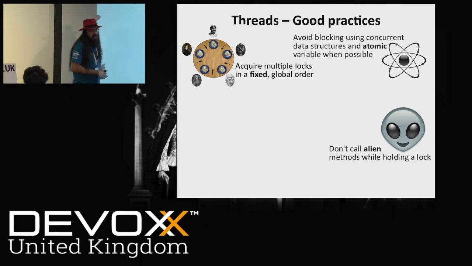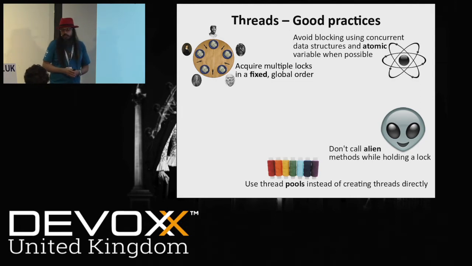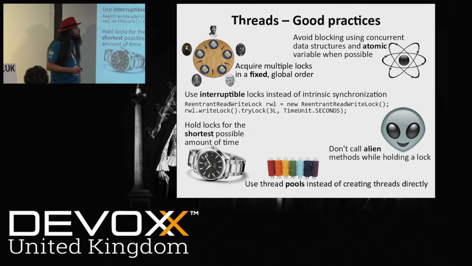Possibly you should avoid blocking at all, with atomics, for example. You probably should avoid creating your own threads, but you should use a pool of cached threads. You should, of course, hold the locks for the minimal amount of time, okay? Because again, when you are holding a lock, that thread is the only thread that can execute that piece of code. So you have to make that piece of code as small as possible to allow more threads to do more things in parallel, okay? And probably it's preferable to use interruptible locks instead of the synchronized keyword, okay?